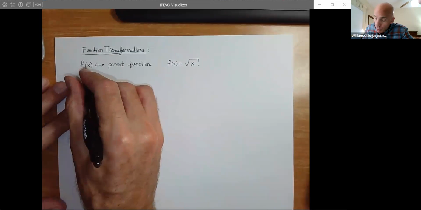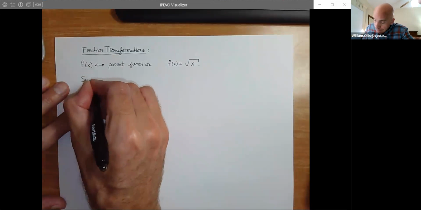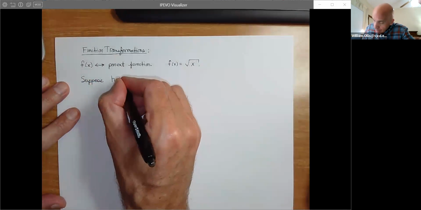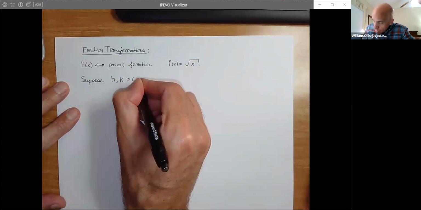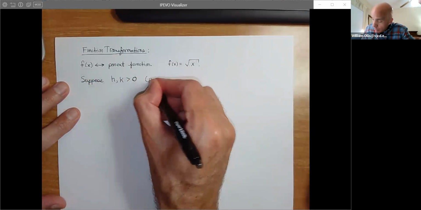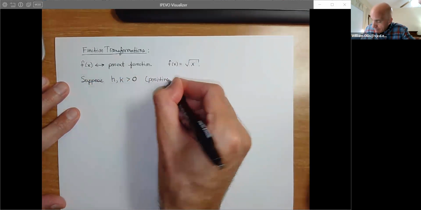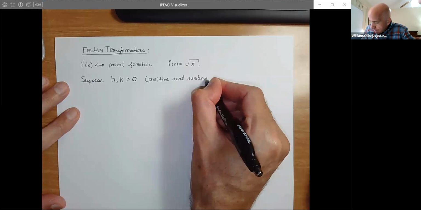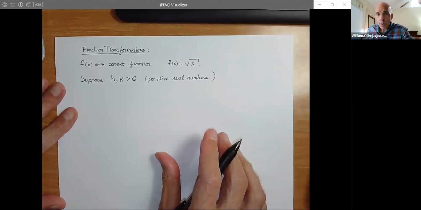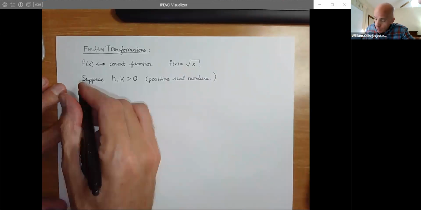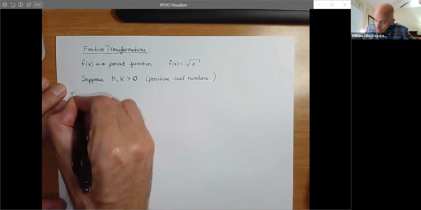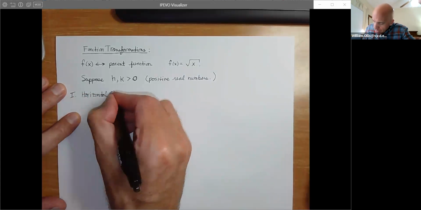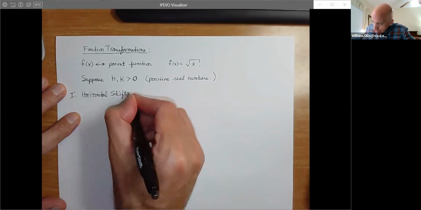And what we're going to do is suppose h and k are positive real numbers. That is, positive real numbers. So when we think about the transformations, the very first one will be the horizontal shifts. And I want you to think about this, horizontal shifts.